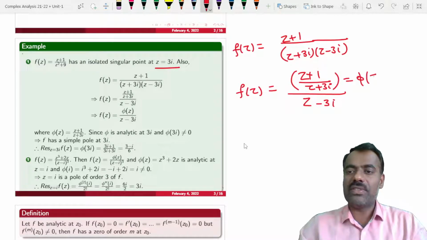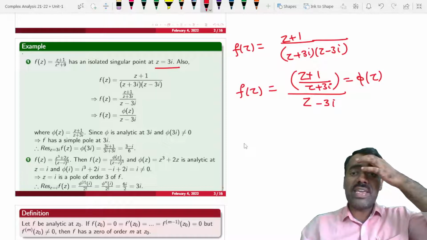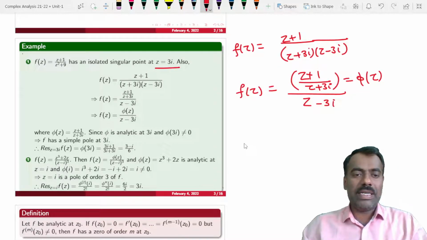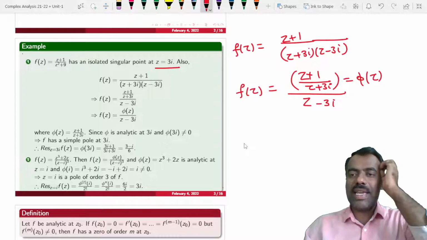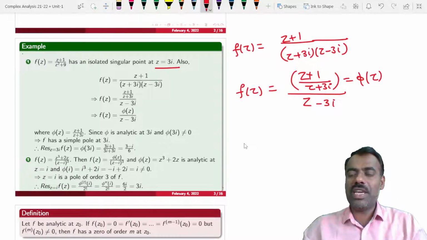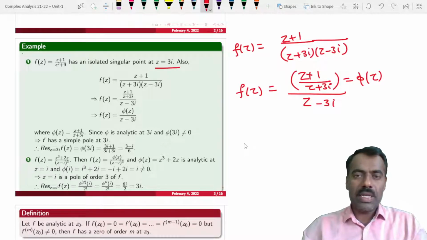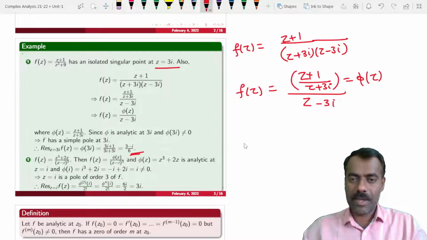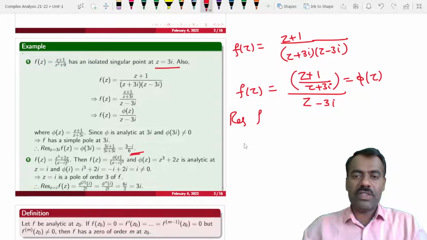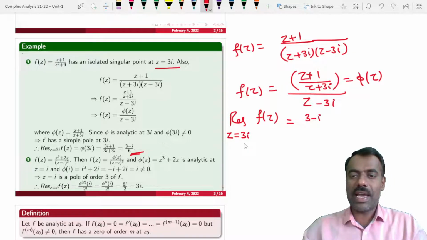Now you call this phi of z. Then you can check that this phi is analytic at 3i. There is no problem at 3i. So phi is analytic at 3i, and phi of 3i is clearly non-zero. So therefore f has a pole, namely a simple pole at z is equal to 3i, and the residue of f of z at z is equal to 3i, by using that formula, is 3 minus i by 6.